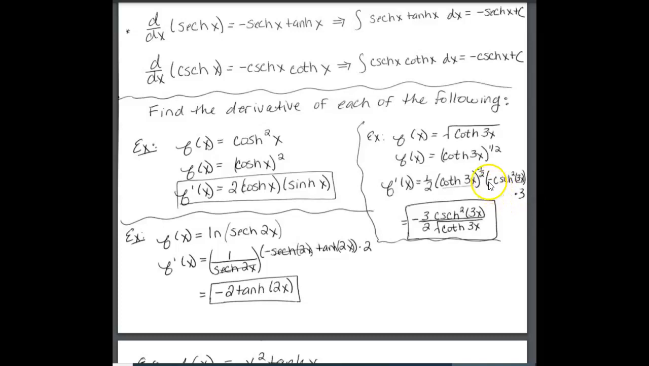So to clean it up, you've got a negative 3 and this hyperbolic cosecant squared of x on top. This 2 is on the bottom, and I'm going to move this whole thing down to the denominator to make it a positive 1/2 power, which puts it under the square root. So that's just simplifying.